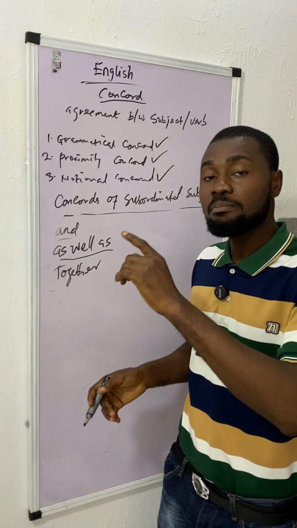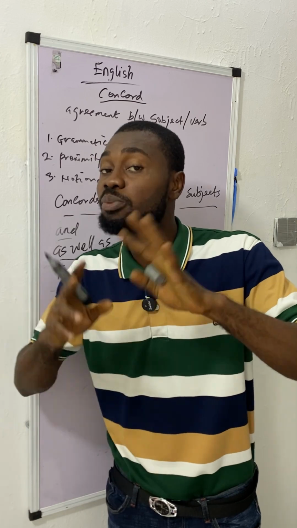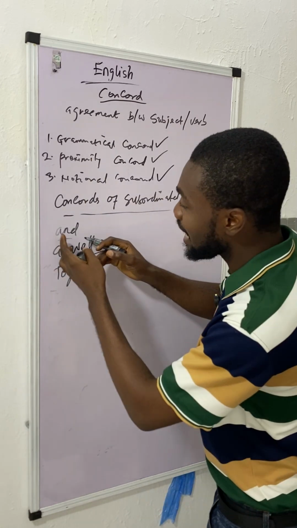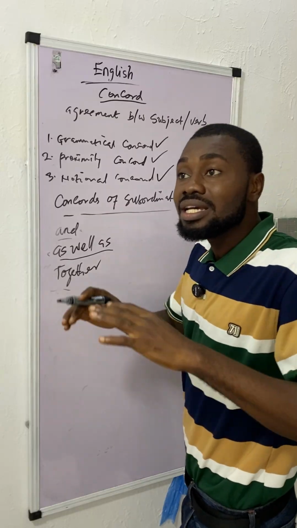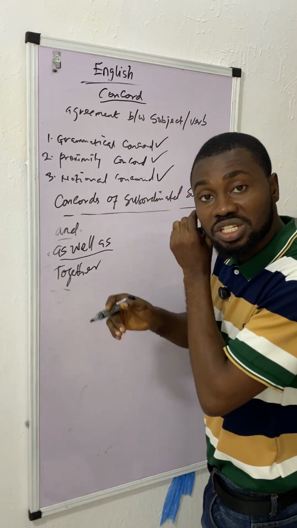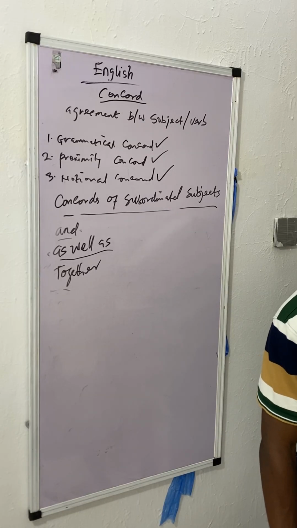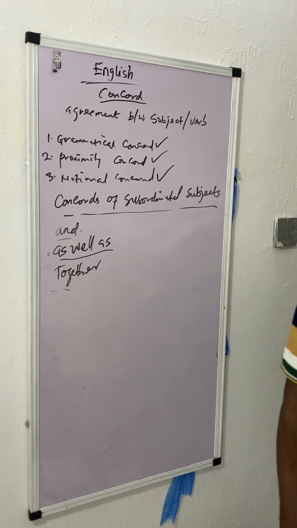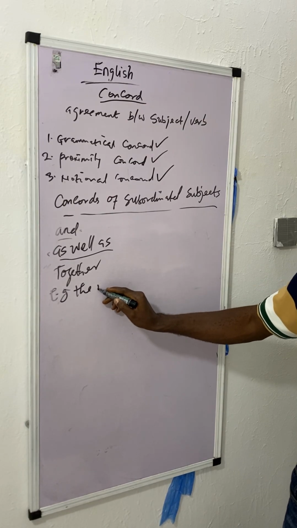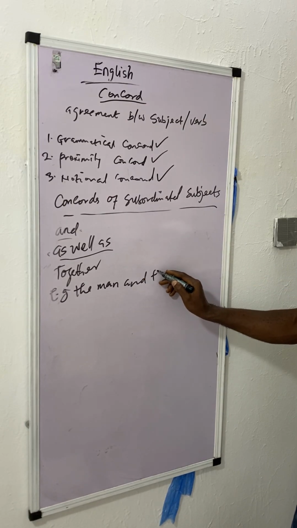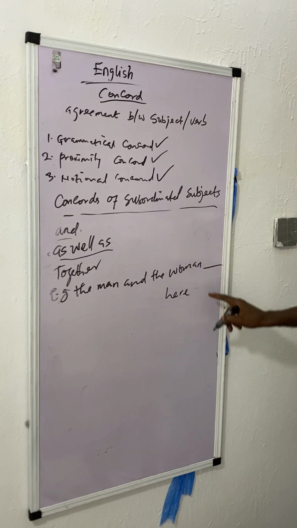It's no longer singular. So if you see Tolu and Moses as a subject, it means that it's not a singular subject again. It's a plural subject. And because we have something like "and" here, or any of its other forms, a coordinating conjunction, it controls the verb. That's why it's going to determine whether the verb is singular or plural. Let's take one example. All right. E.g., the man and the woman dash here.